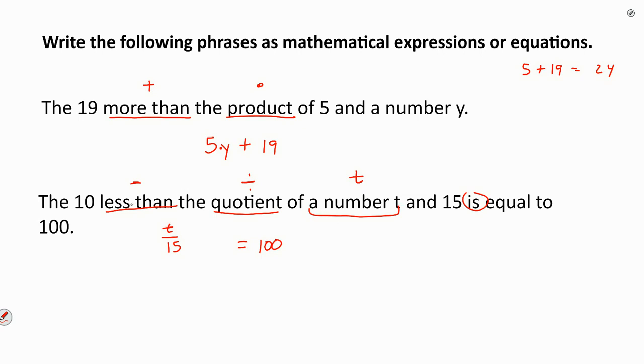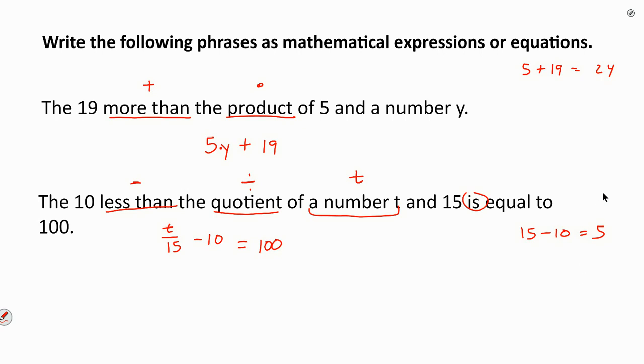Now 10 less than that. Do we put the minus on the front or at the end? Well, we're going to put minus at the end because I'm doing 10 less than this quotient. So for example, if I wanted to do 10 less than 15, we would subtract 10 at the end to get 5. So if we want to think about it logically, that's why the 10 comes at the end.